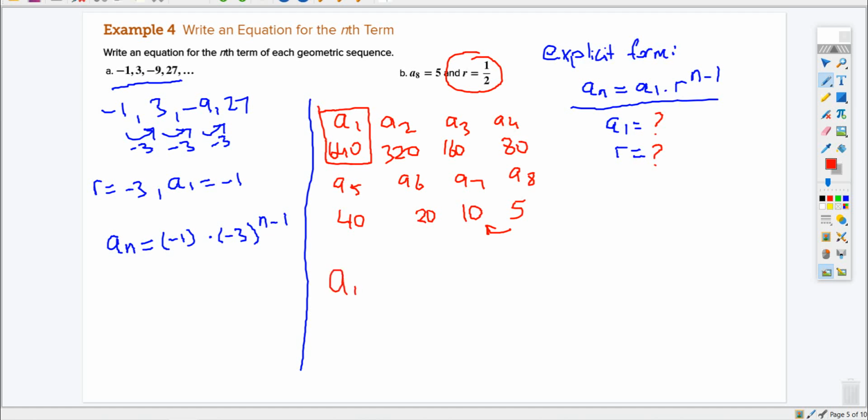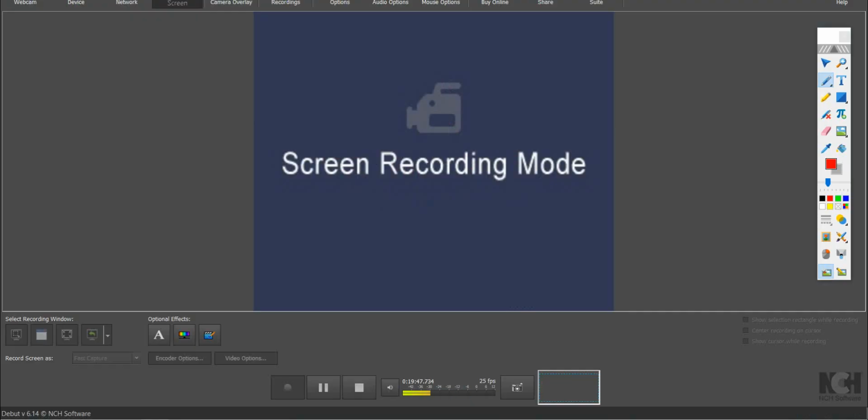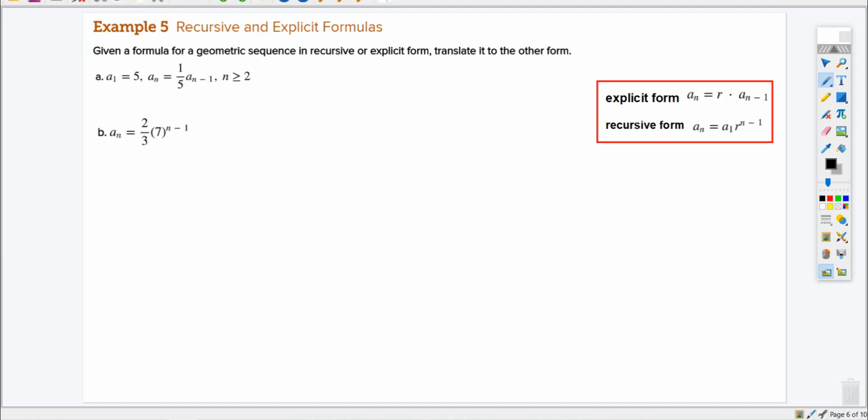So after doing that, to find the formula is very easy. Remember, it starts with the first number, 640 times r. R is the common ratio, that's 1/2. So make sure you cover the 1/2 with parentheses and write n minus 1 on top. So this is going to be the explicit form of the function. So whenever it says find the nth term or find the explicit form, they are the same. You just do it this way, okay? And we will continue with example 5 very soon.